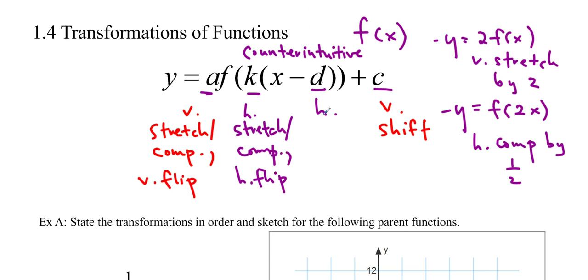And the D, it's subtracted off, so it's going to be a shift. And again, it is opposite what you think. So if you see a +3, it's actually moving to the left instead of the right, as you might expect.